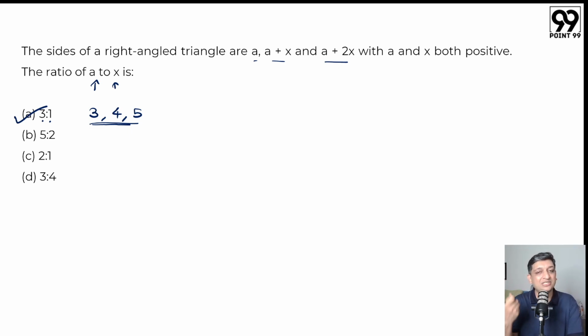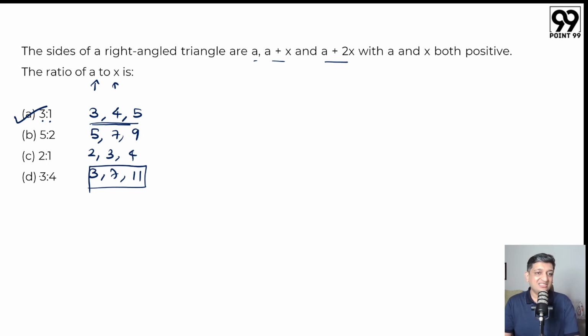And if the first option works, so be it. Even if you look at the next option, we are going to get 5. 5 plus 2 is 7 and 5 plus 4 is going to be 9. Now 5, 7, 9 is not a right angled triangle. What about 2 and 1? You will get a triangle 2, 3, 4, which is again not a right angled triangle, and 3:4 will give you 3 plus 4, 7 plus 4, 11, which is not a triangle technically. Right? So this is something that you will be able to understand, and you will know that B, C, D are not my answers. That's why option A is my answer.